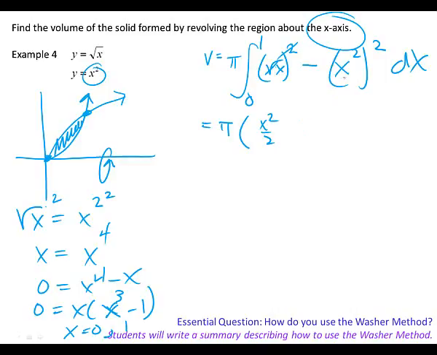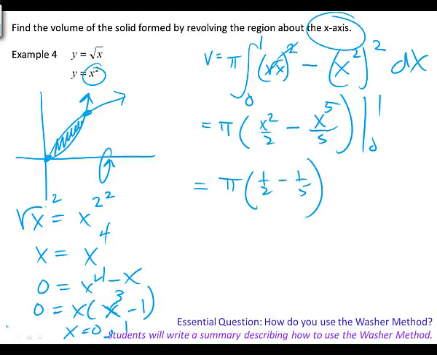Okay. That's really x to the 4th. So when I integrate x to the 4th, I get x to the 5th over 5, from 0 to 1. 0 is not going to matter. 1 is. So 1/2 minus 1/5. All right. And if we did the actual arithmetic on that, final answer would be, I want to get to the last example, so we make sure you have all the setups, at least 3/10 pi.